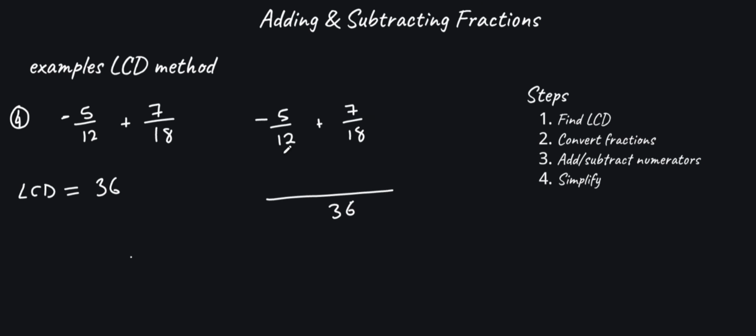36 divided by 12 is 3. 3 times negative 5 is negative 15. Drop the plus sign. 36 divided by 18 is 2. 2 times 7 is 14. Now we have all the fractions converted to the same denominator, so we can add or subtract. In this case, it's minus 15 plus 14. So that's negative 1 over 36. And that is your answer.